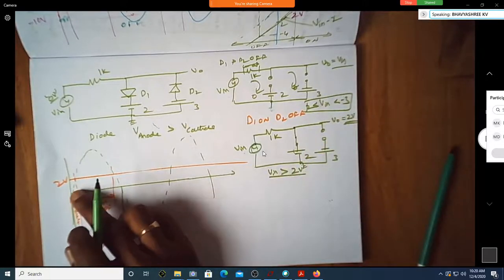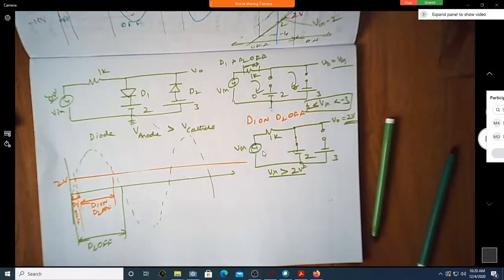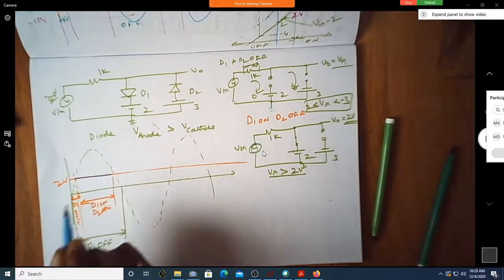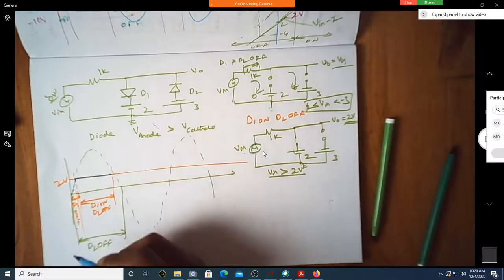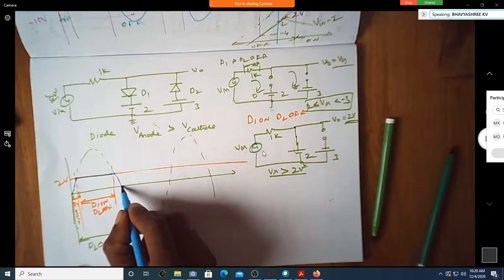For any voltages beyond 2 volt, output is 2. Correct? Shall I write this as my output over here? So for less than that, the output is following the input. And then here it is less than that, output is following.